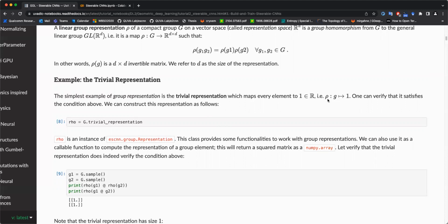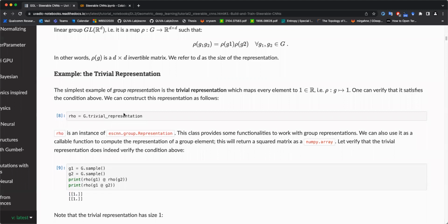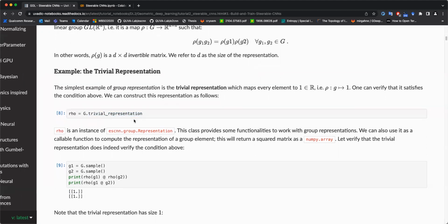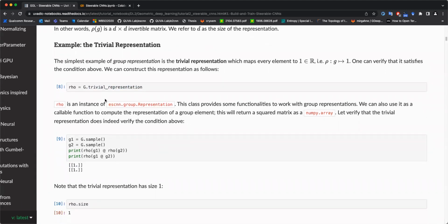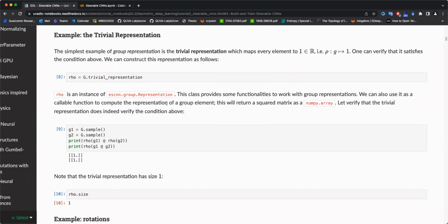And well, because everything is mapped to 1, this property is trivially satisfied, because 1 times 1 always gives you 1, right? And we can instantiate this representation by just taking the group and then calling the attribute trivial representation. This representation is an instance of the abstract class representation, which implements a few useful properties we will use later to combine representations. But let's start by playing a bit with this object.